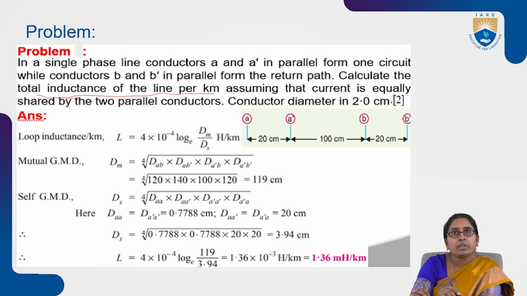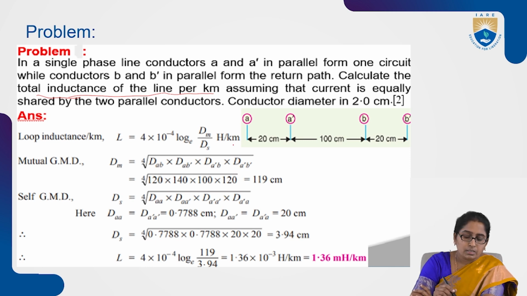Now in this we have to calculate DM and DS, then substitute. First, what is DM, the mutual GMD? We have to consider the distances between the two conductors, the mutual distances between conductor A and conductor B. So DM is given by the fourth root of Dab, Dab dash, Da dash b, Da dash b dash. That is how, for a single phase stranded conductor, the mutual GMD is calculated.